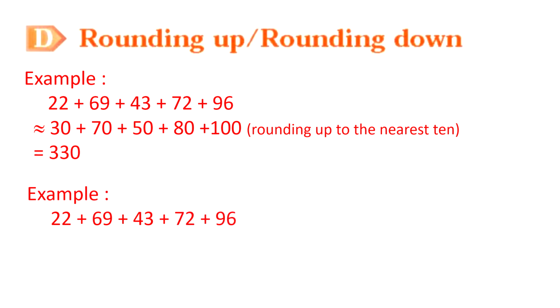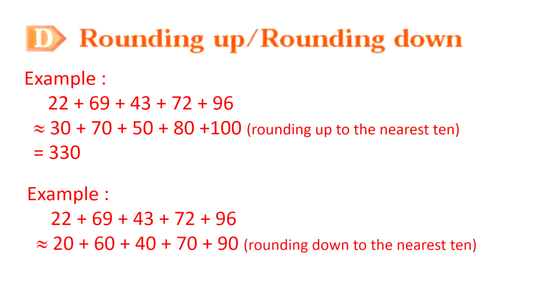How about rounding down? Okay, use the same question. When we rounding down to the nearest 10, what we get would be this. 22 becomes 20. 69 becomes 60. 43 becomes 40, etc.